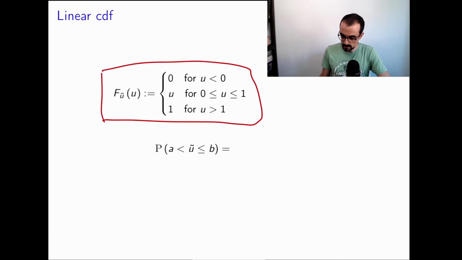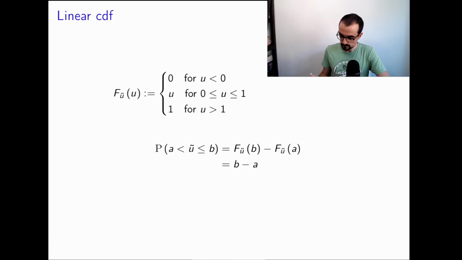And between 0 and 1, the value is u, where u goes from 0 to 1. So we want to look at the probability of each interval. This is going to be F of b minus F of a. And the CDF at b is equal to b, and the CDF at a is equal to a, just because of this definition. So something interesting that happens when the CDF is linear is that the probability of belonging to an interval is proportional to the length of that interval.